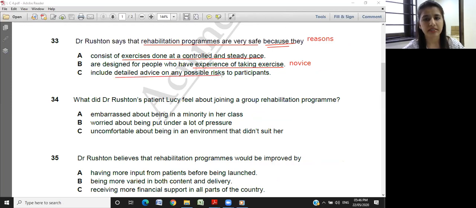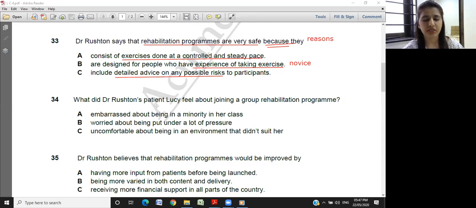Detailed advice. So why is it safe, or why does Dr. Reston think they are safe? Is it because of the kind of exercises that are involved? Is it because of the type of people who are allowed to do these exercises? Or is it because of the instructions and advice that are given while doing these exercises? What is he trying to highlight when he says that the rehabilitation programs are safe?